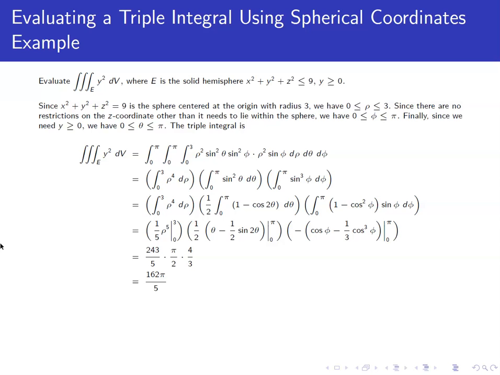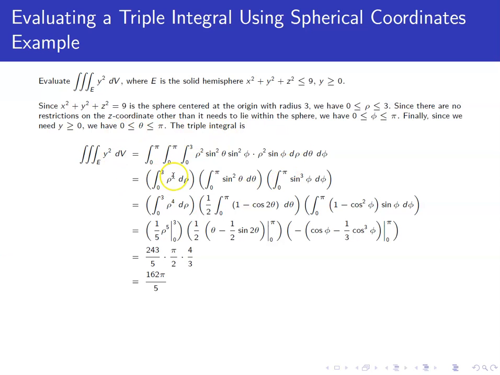One thing that we notice now is that our integrand is the product of three functions, each of which we can write as a single variable. I have a rho to the fourth I can write all by itself, a sine squared of theta that I can write all by itself, and then a sine cubed of phi that I can write all by itself.